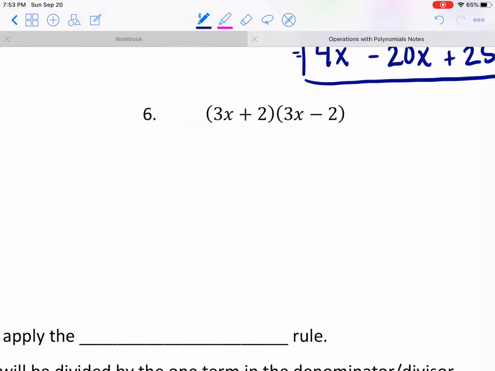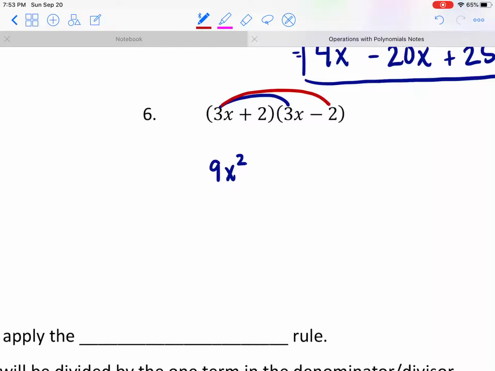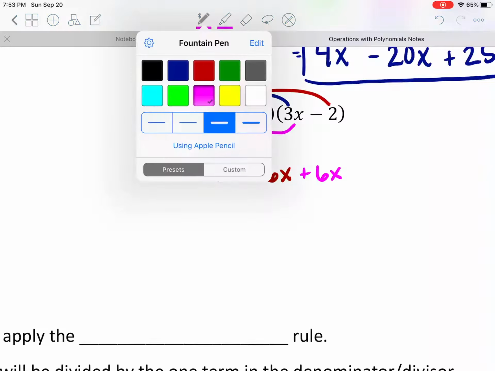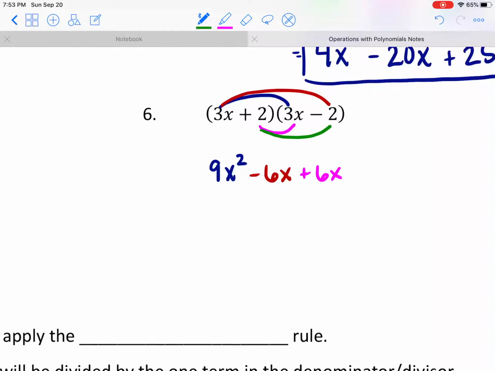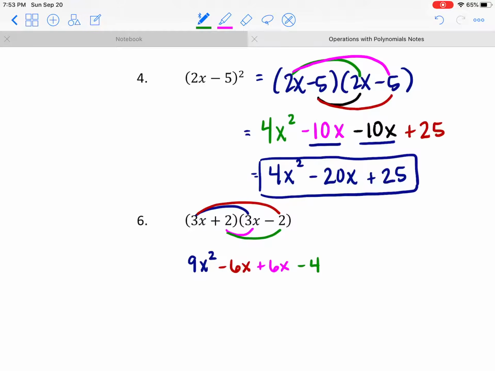Multiplying 2 terms times 2 terms means we should be using our product rule 4 times. So let's start here. 3x times 3x is going to give us a 9x squared, and 3x times negative 2 is going to give us a negative 6x. And then 2 times 3x is going to give us a positive 6x. And then lastly, 2 times negative 2 is going to give me a negative 4. So this is sort of like number 4 here, right? 2 terms times 2 terms gave me 4 results.